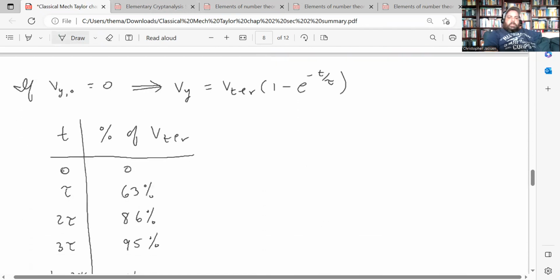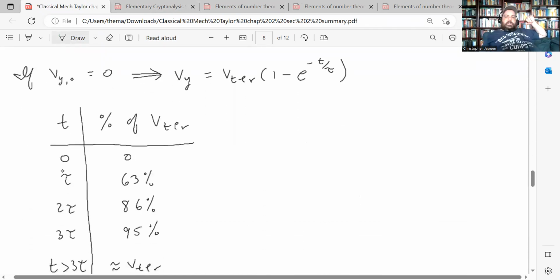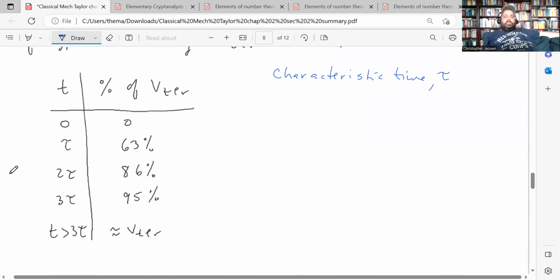And from there, he talks a little bit about this parameter tau, why he introduces this parameter tau. He calls this the characteristic time for the object, characteristic time, tau. So here you can use this characteristic time to figure out how long it takes for the object to sort of approach its terminal velocity. So when one time period tau has elapsed, the object has, and you can figure these out just by plugging the numbers into the formula that we just derived.